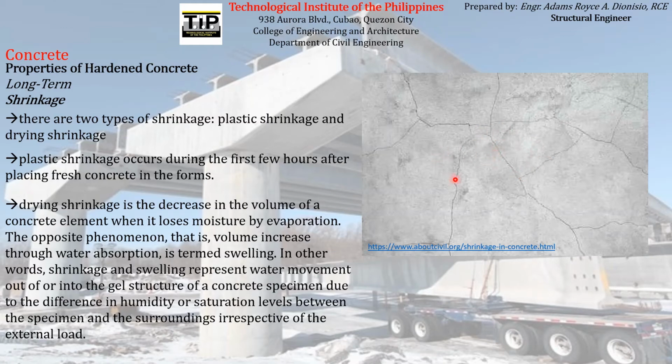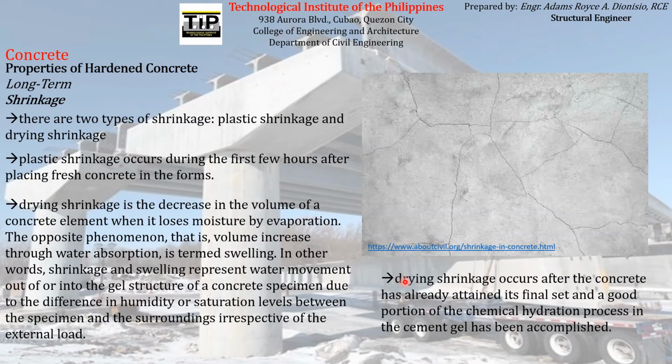So again, the evaporation of moisture from the concrete is what we call drying shrinkage, and the absorption of water by the concrete, therefore increasing its volume, is what we call swelling. Drying shrinkage occurs after the concrete has already attained its final set and a good portion of the chemical hydration process in the cement gel has been accomplished. So that is when the drying shrinkage occurs.